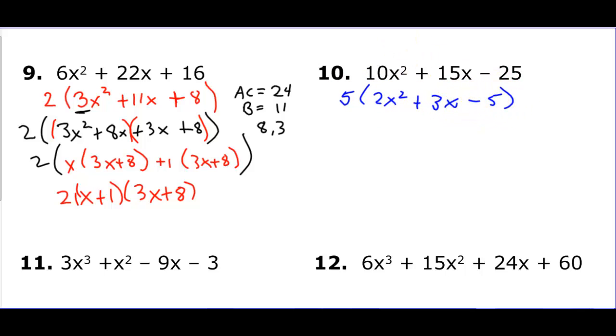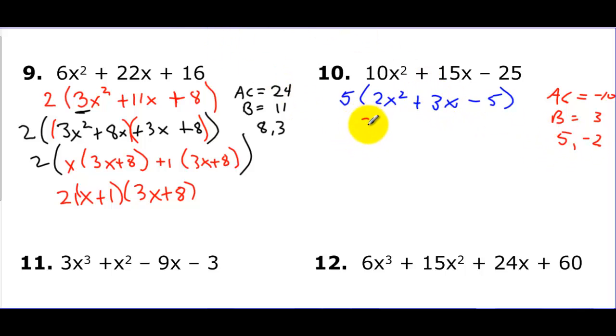Right? And now if I do my AC factoring, AC is only negative 10, and B is 3. And again, I know factors of negative 10. That looks like positive 5 and negative 2. Okay? So I can split up this middle expression, the 2x squared plus 3x minus 5, right? And I can get rid of that 3x and put these numbers in its place.